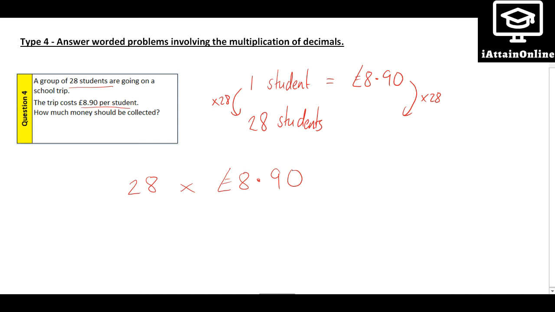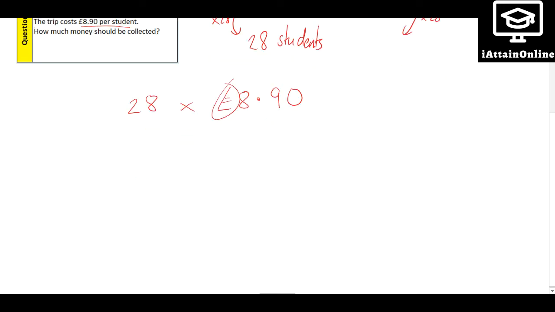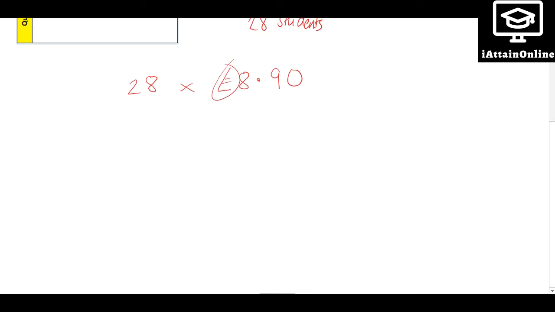So we can ignore the pound sign for a minute as long as we remember to put that back in at the end. Okay, so there are two digits that appear after the decimal point. That means that our answer must have two decimals after it. You can do the 28 times 890 if you like. I'm going to do 8.90. I'm going to use the same method I showed you a second ago.